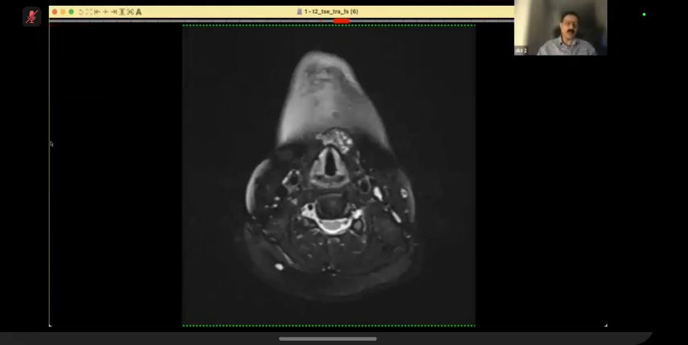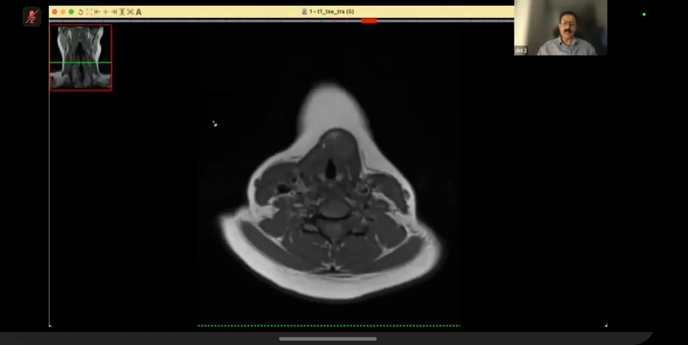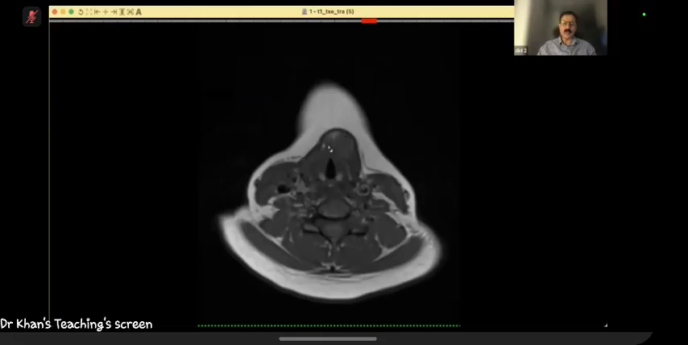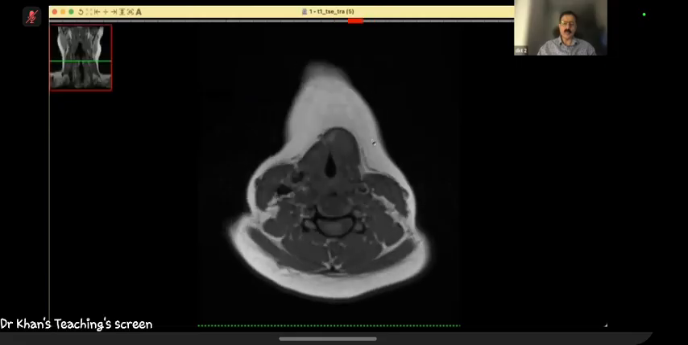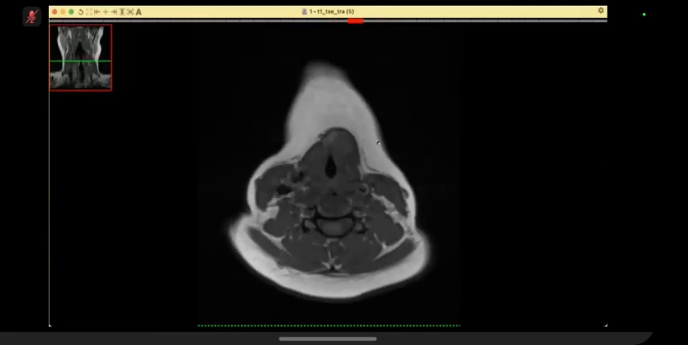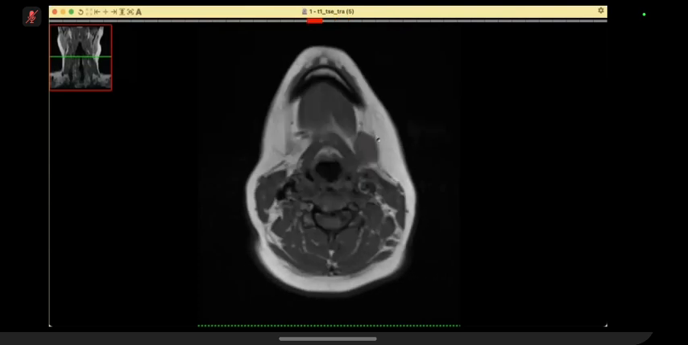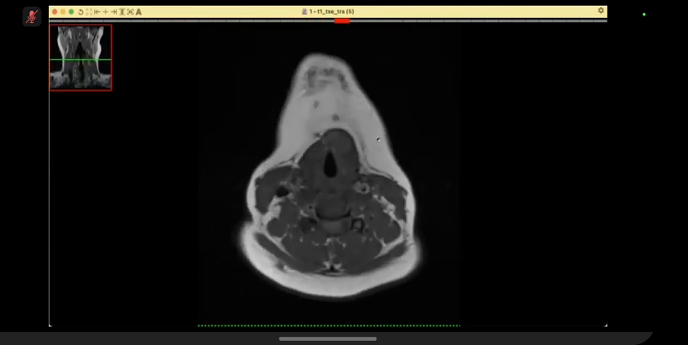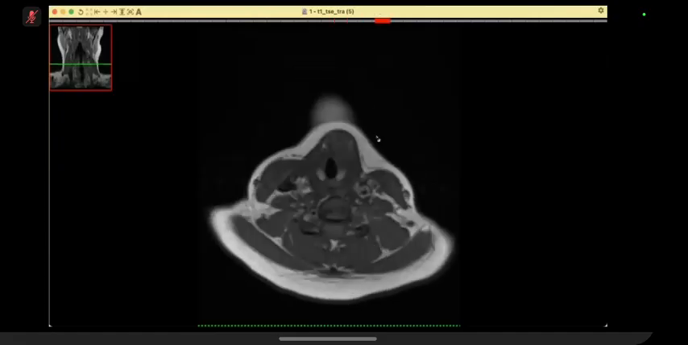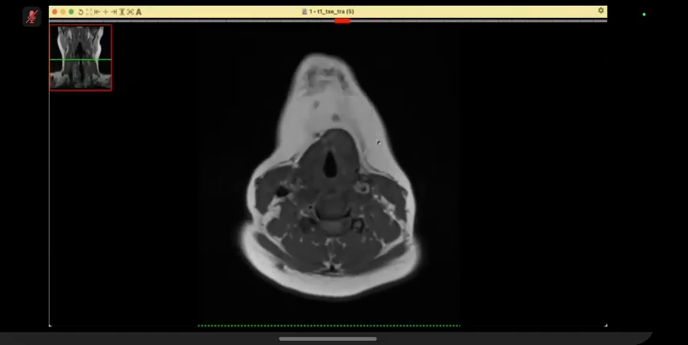T1 with you. So this is the lesion here. Because of the time factor, I am scrolling it for you. Okay, it is mainly of signal intensity similar to the muscles, with foci of high signal intensity, suggestive either of proteinaceous material or blood, or hemorrhage inside.